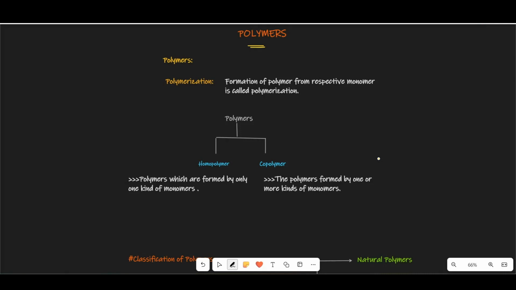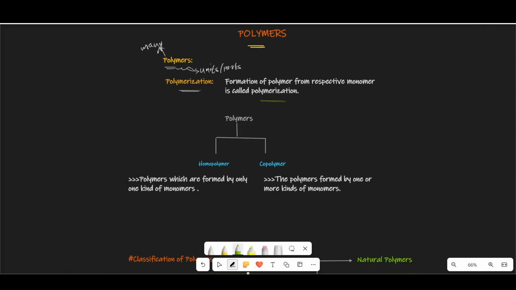This is polymers, right? Here, as we know, poly means many, and the meaning of mers means units, or we can say parts. Now let's say the definition for polymerization. Polymerization is the formation of polymer from the respective monomer.